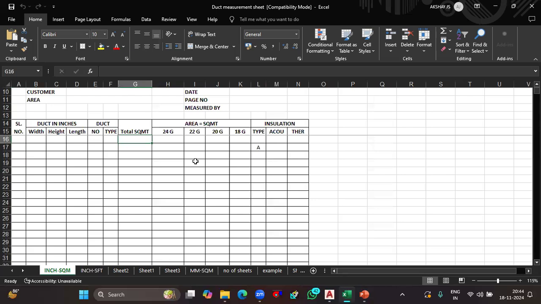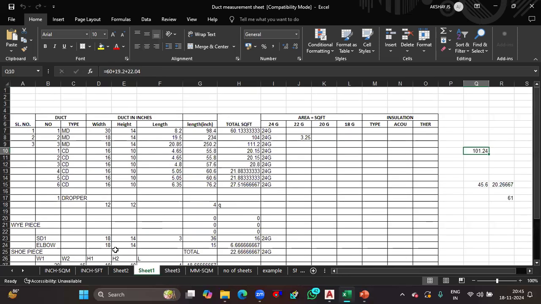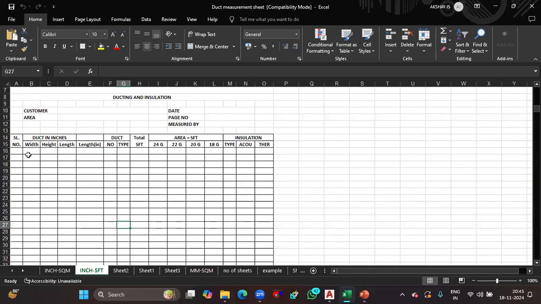So let's discuss the scenario right here itself. Here, I've already done this one. Let's check this one itself, guys. So here I've prepared something like this. This is the same thing here also. You can see serial number, duct in inches. So you need to mention the width, height, and even the length of the duct. The length of the duct has to be in inches.